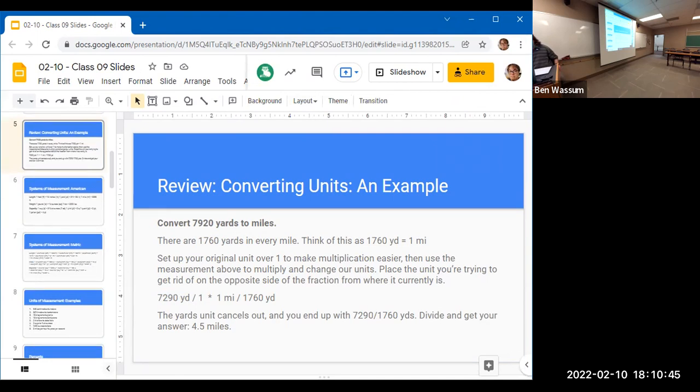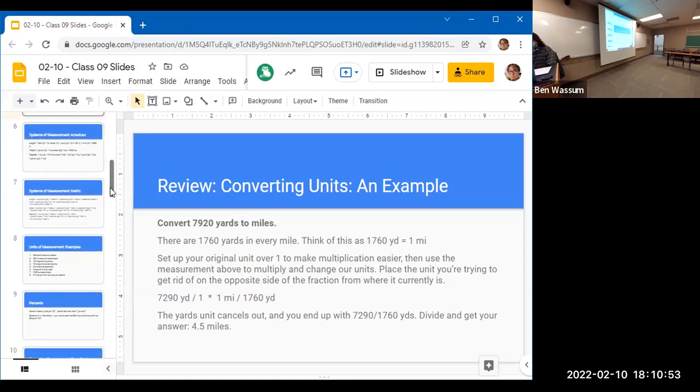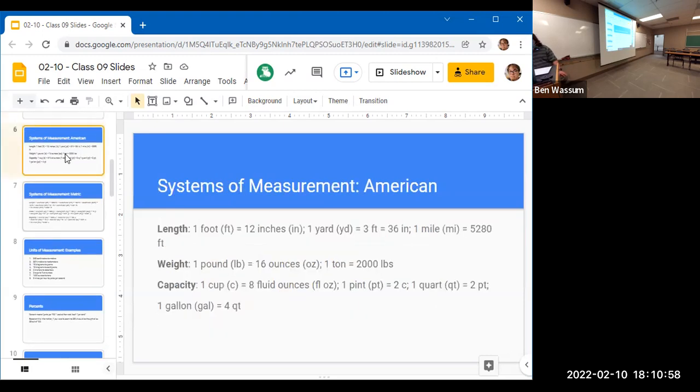So the next couple of slides are largely here just as a refresher, and also so if we need to, we can refer back to them while we're doing the examples. But I have one slide on the American systems of measurement, so length being foot, inches, yard, mile, weight with pounds, ounces, and tons, and capacity with fluid ounces, cups, pints, quarts, and gallons. There's really no great way of teaching that. It's all just memorize. Not my favorite.